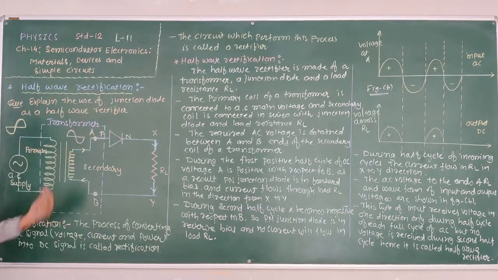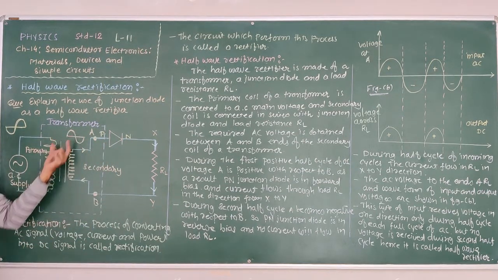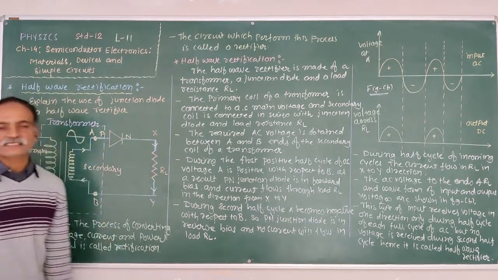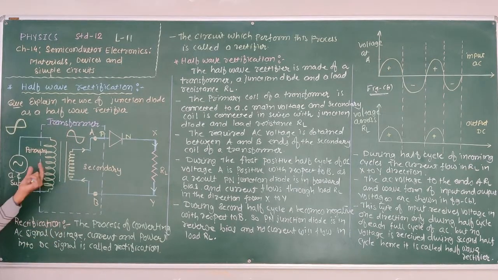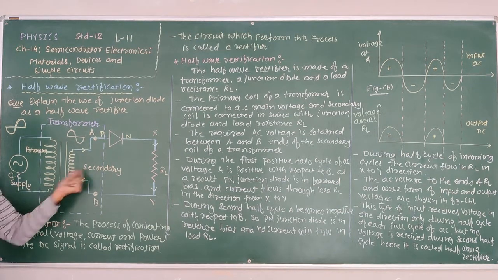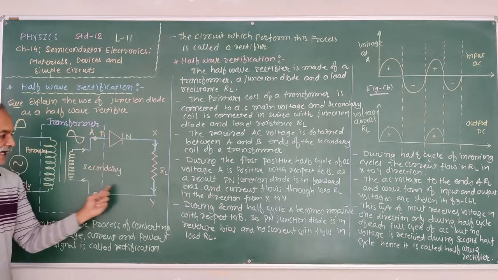So the half-wave rectifier is made of a transformer, PN junction diode, and load resistance. To prepare the circuit of half-wave rectification, a transformer, PN junction diode, and load resistance are required. The primary coil of the transformer is connected to the AC main voltage. There is the primary coil, there is the secondary coil. The secondary coil is connected in series with the PN junction diode and load resistance. All are in series.